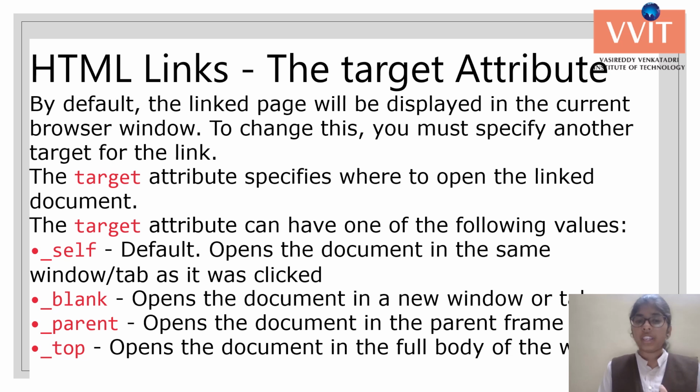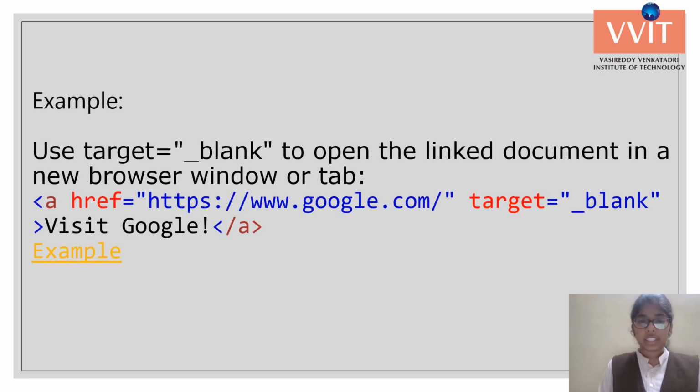By choosing self, which is the default, the link we choose will be opened in the same window or tab as it was clicked. Whereas in blank, the website will be opened in a new document, in a new window or a new tab. Parent, the link will be opened in the parent frame. Top, it will be opened in the full body of the window. So this is an example where we use the target as blank. That means the web URL will be opened in a new tab.